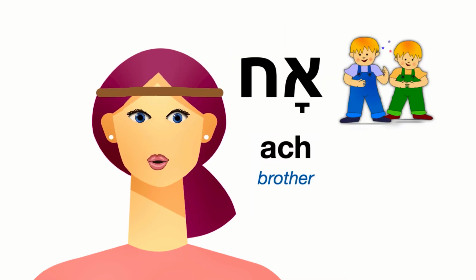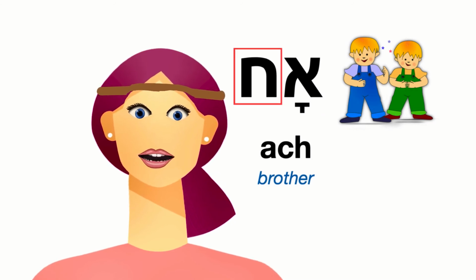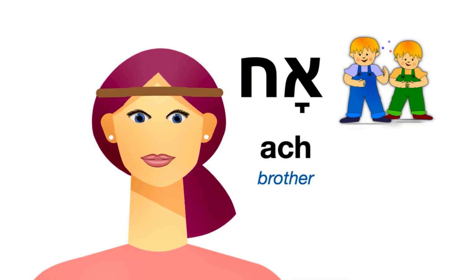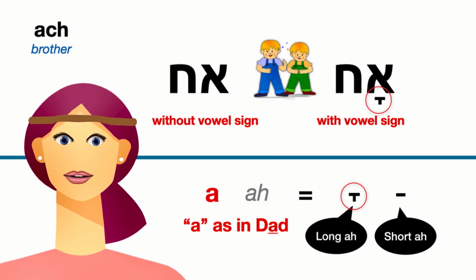The Hebrew word for brother has the letter Aleph and the letter Chet. We pronounce it as Ach. As you can see, under the letter Aleph is the nikkud sign for a long vowel A. If you have watched and remembered the video on Aleph, this nikkud sign is called kamatz. Let's practice saying the Hebrew word for brother. Ach.